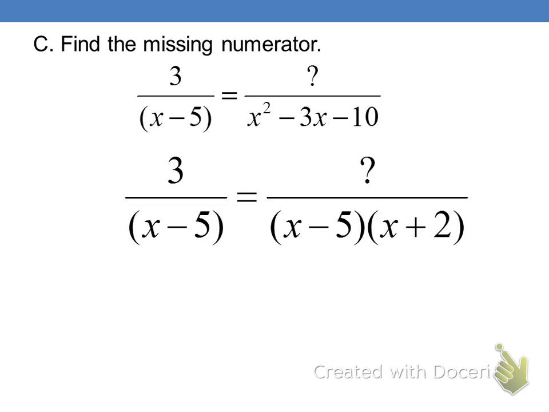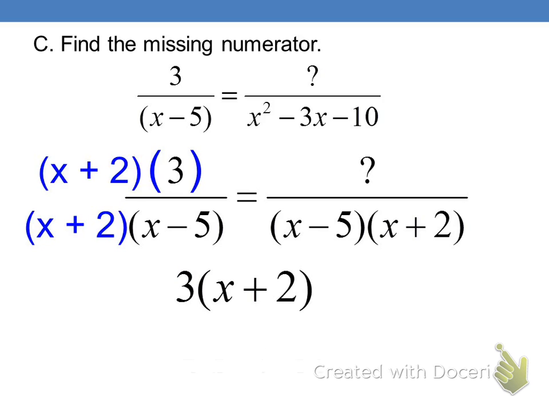What's missing over here? The x plus 2. So multiply the numerator by x plus 2. What would that give me? 3x plus 6. Very good.